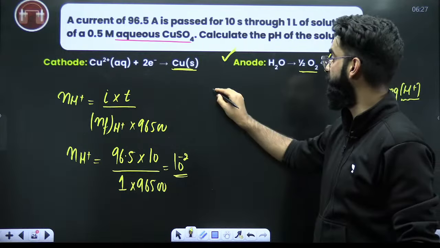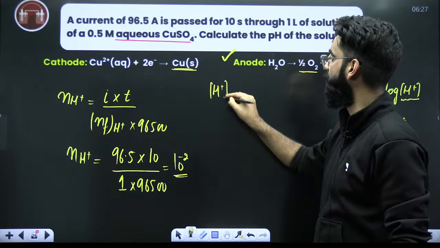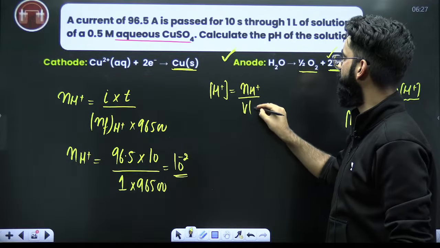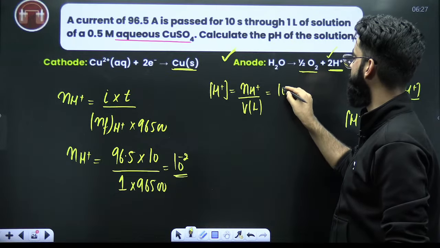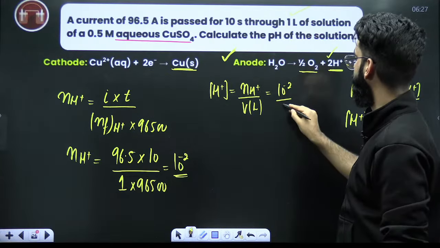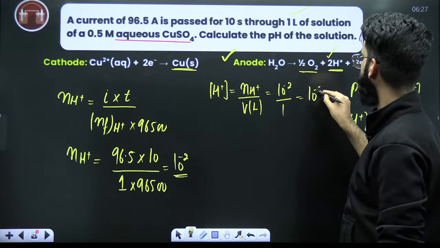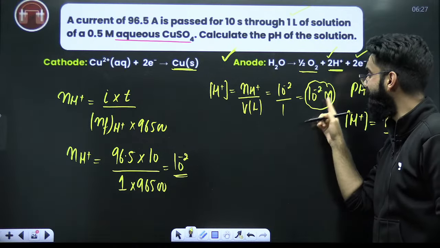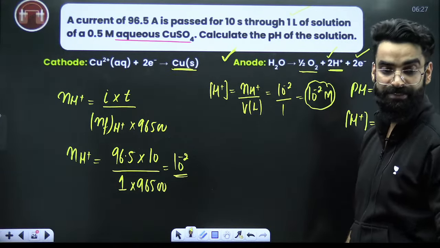Once you get the moles of H positive, tell me what will be the concentration of H positive in the solution. Moles of H positive in the solution divided by volume of solution in liters. So it is 10 raised to minus 2 divided by, what is the volume of solution? That's 1 liter. So the value comes out to be 10 raised to minus 2 only. So 10 raised to minus 2 molar is the concentration of H positive in the solution.